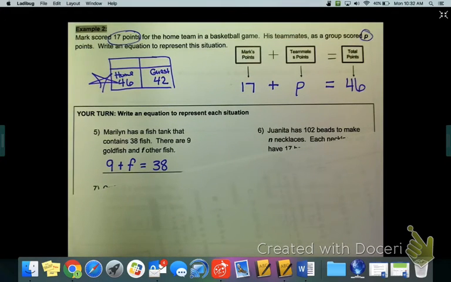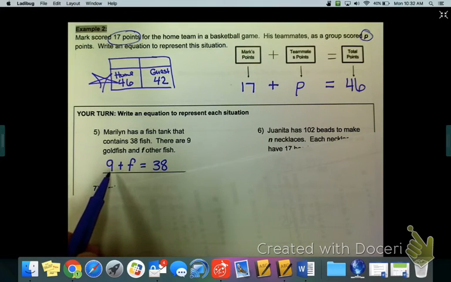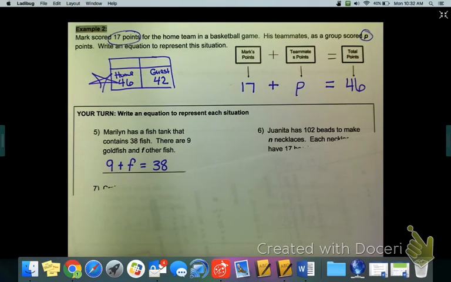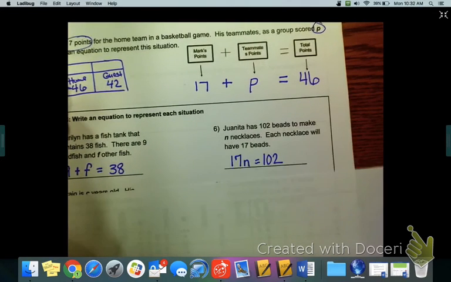F plus 9 or 9 plus F equals 38. If you wrote that with these two reversed, that is fine. That's just using the commutative property. The commutative property says that you can write addition like a turnaround fact. Okay, let's look at number 6.